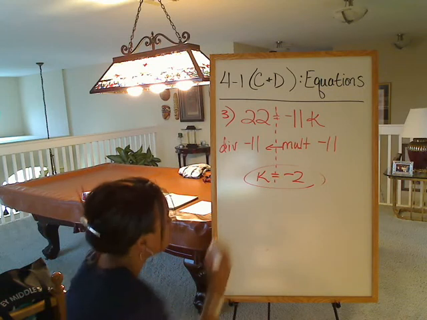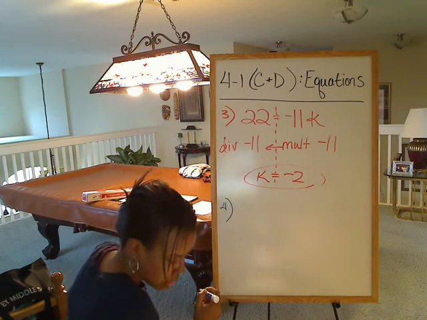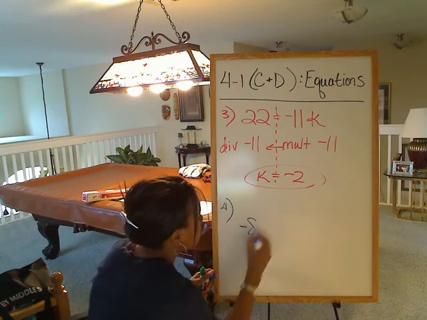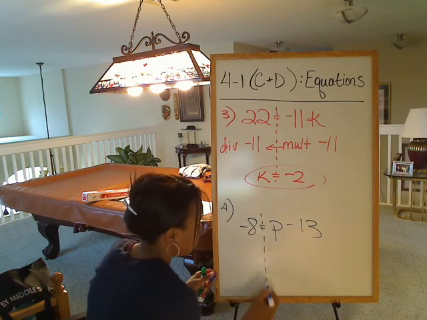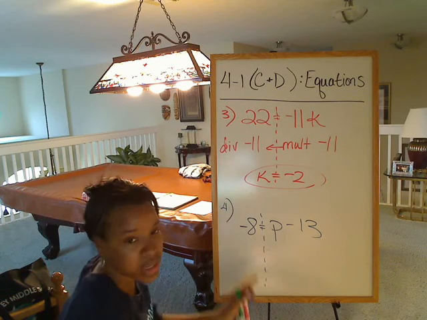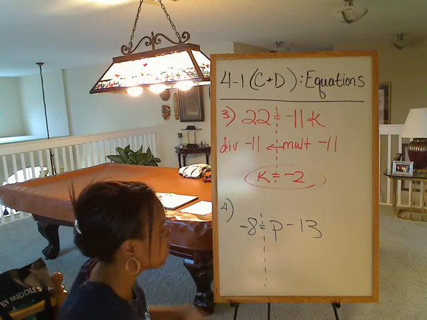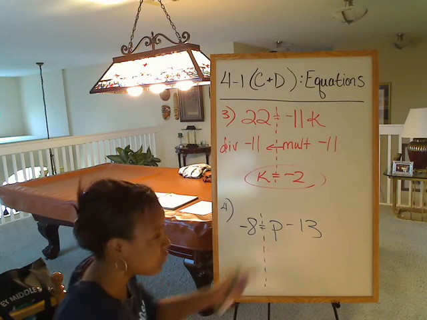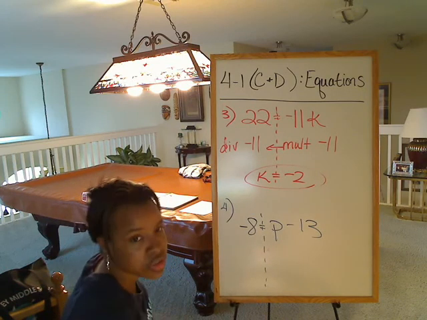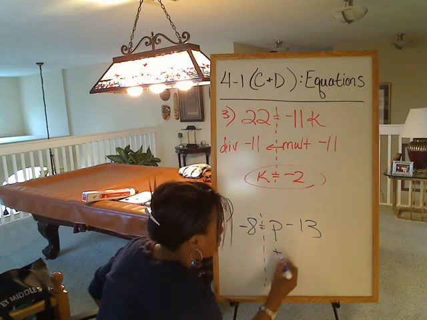And it says negative 8 equals p minus 13. So again, I divided my equation in two where the equal sign is, and I locate my variable, which is p. I'm going to ask myself, what did they do to p? They subtracted 13, so I'm going to add 13.